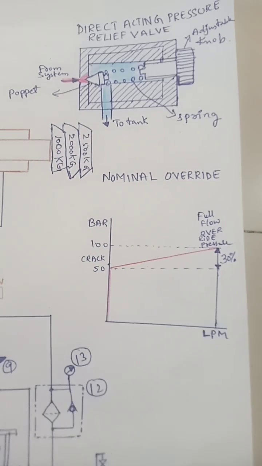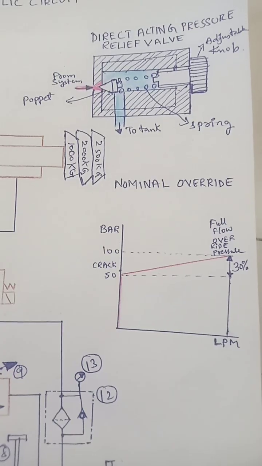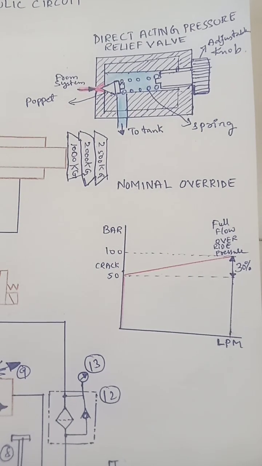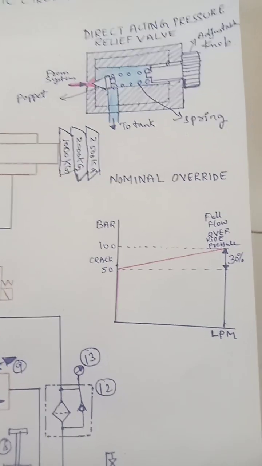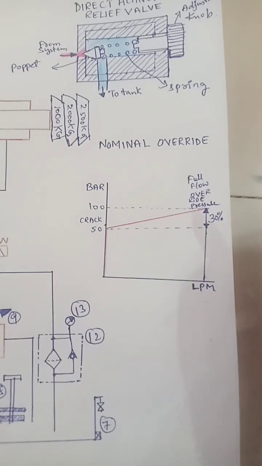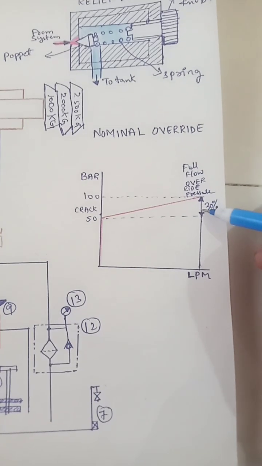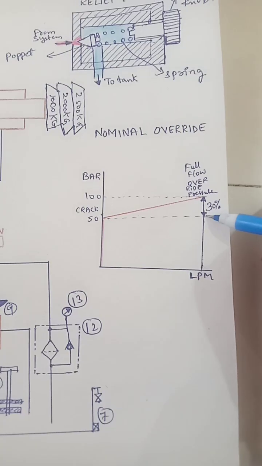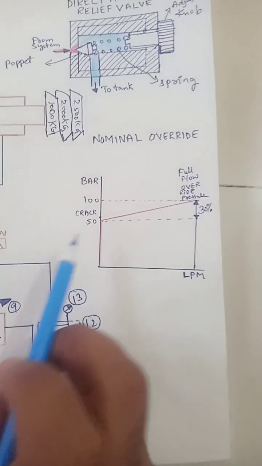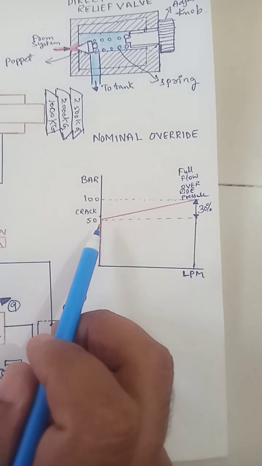Now we will see the override pressure. Is it the additional pressure above the set pressure required to fully open a pressure relief valve and allow maximum flow? Here you can see the override pressure. For a direct acting pressure relief valve, I have assumed it as 30%. This is the 50 bar, which will crack open after the 50 bar.